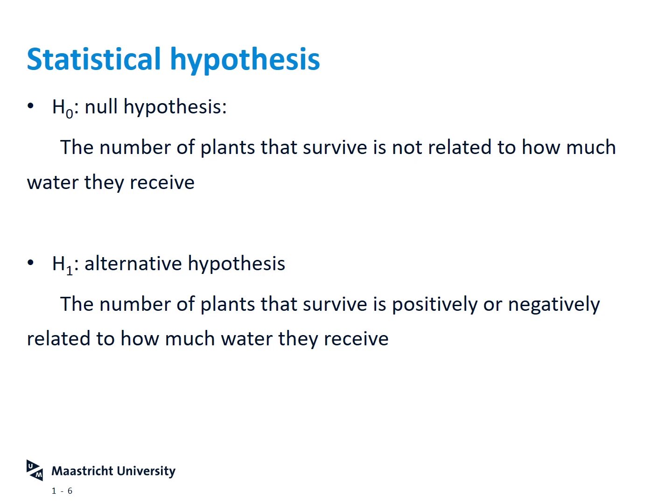The more water you give to a plant, the more likely it is that the plant survives up until a certain optimum. Of course, when you give more water, nothing will happen anymore. But this correlation can be either positive or negative, but at least there's going to be a statistical correlation between your independent and your dependent variable.